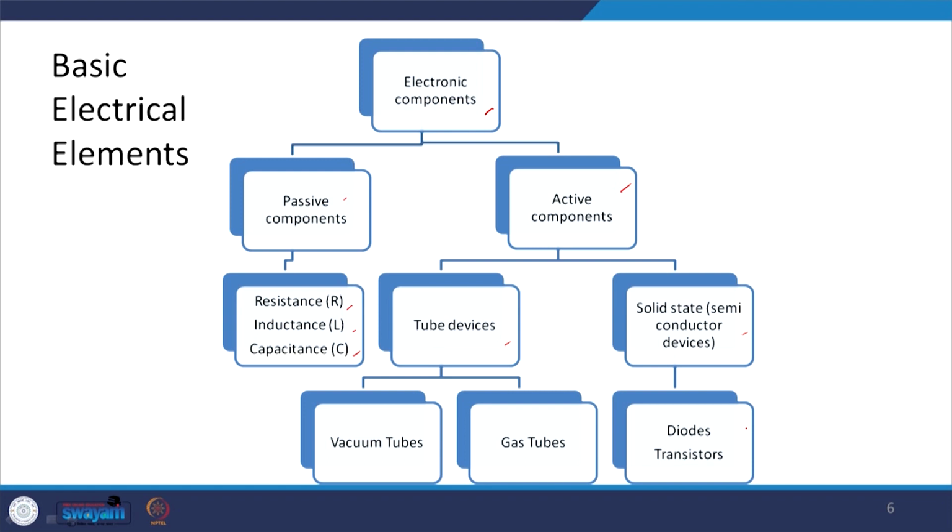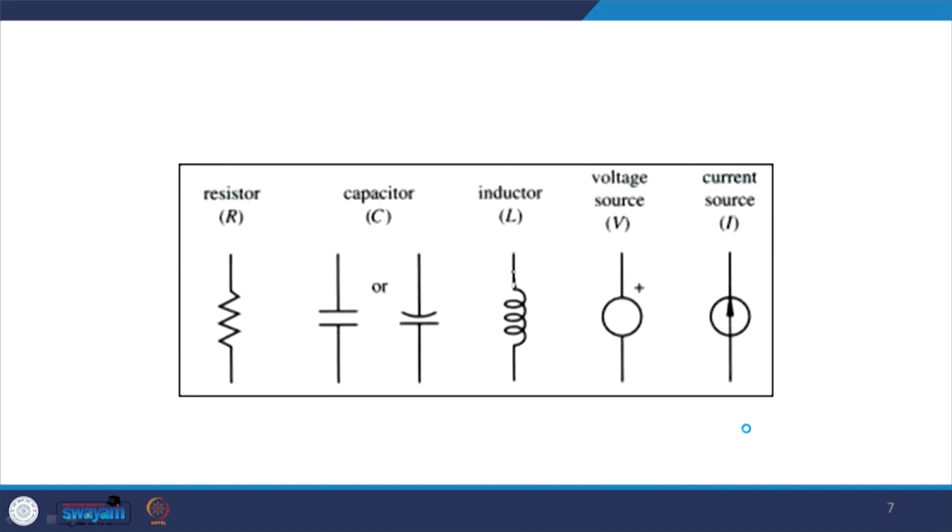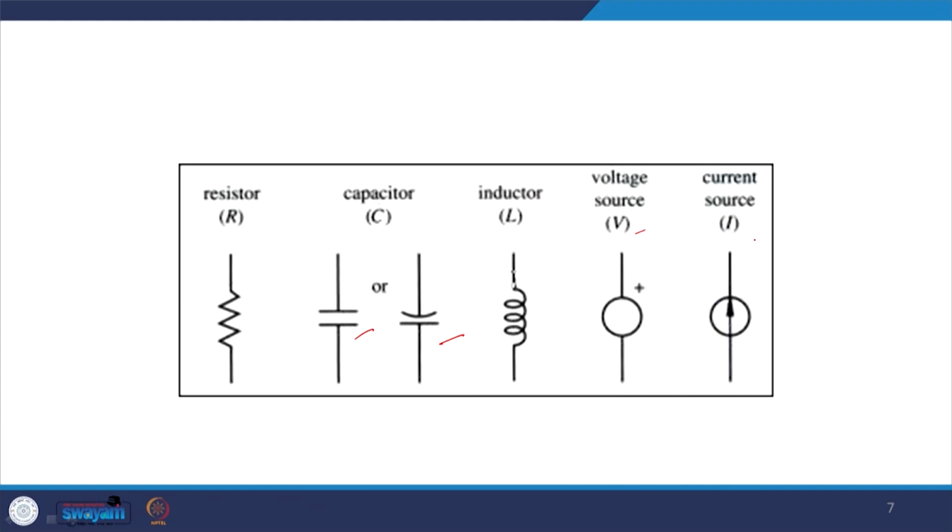So, this is the basic classification of the electric elements. As I said, the passive elements we have are resistor, capacitor (here there are two notations of the capacitor, they can be represented either way), and the inductor. Resistor is an energy dissipating element, whereas the capacitor and inductor are the energy storing elements. And then there are the two sources, the voltage source and the current source. So, these are the representations of the two sources.